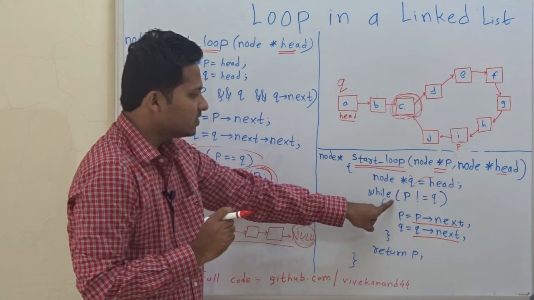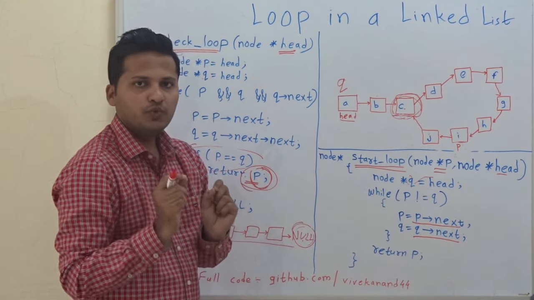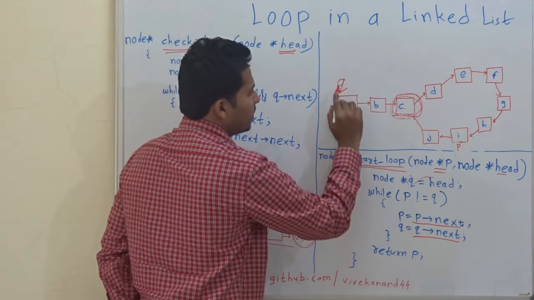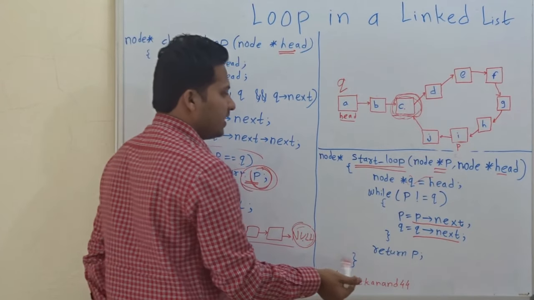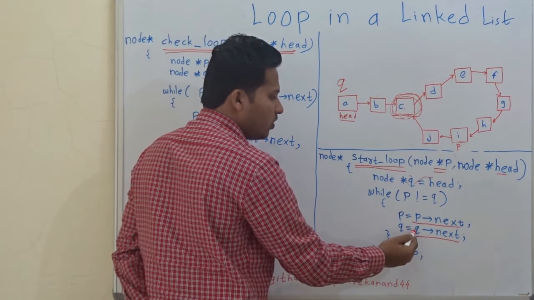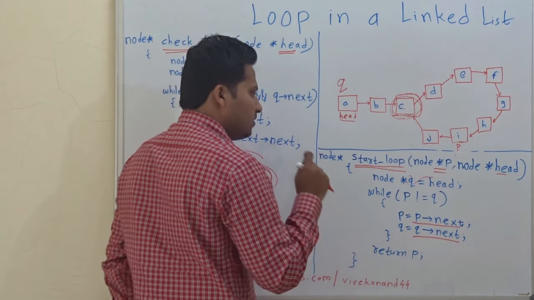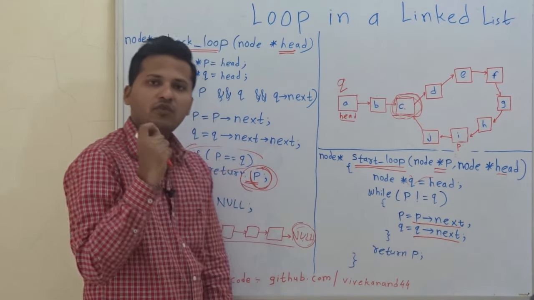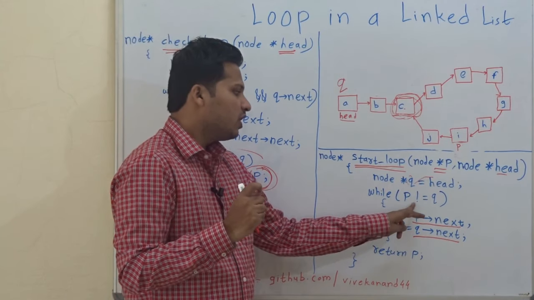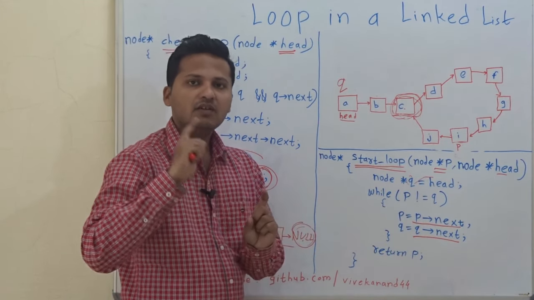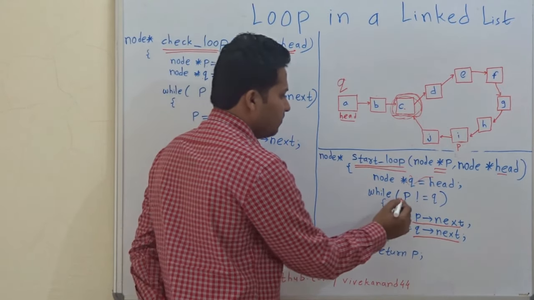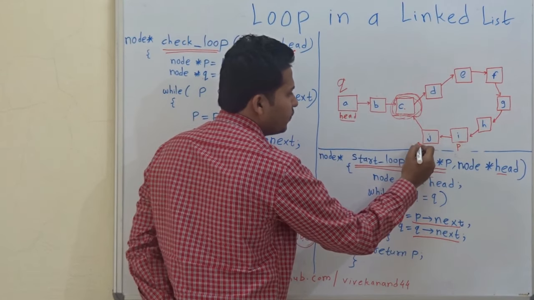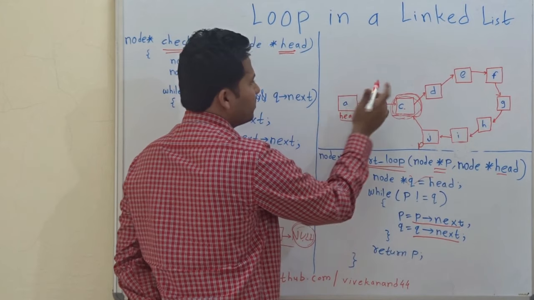Now inside this while loop, P and Q both will move forward by one position each time. That is, P equals P's next and Q equals Q's next, till P is equal to Q. So what is the breaking condition for this loop? It is P equal to Q. Then the loop will break. So let's see: while P is not equal to Q, we have to move P and Q by one position. So let's move P by one position and Q by one position.